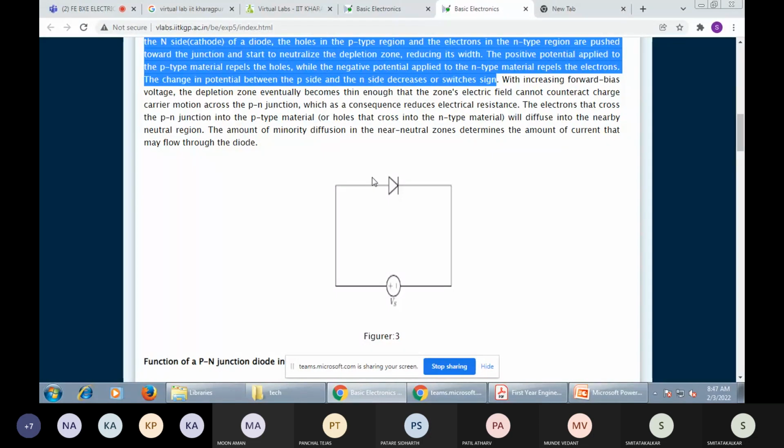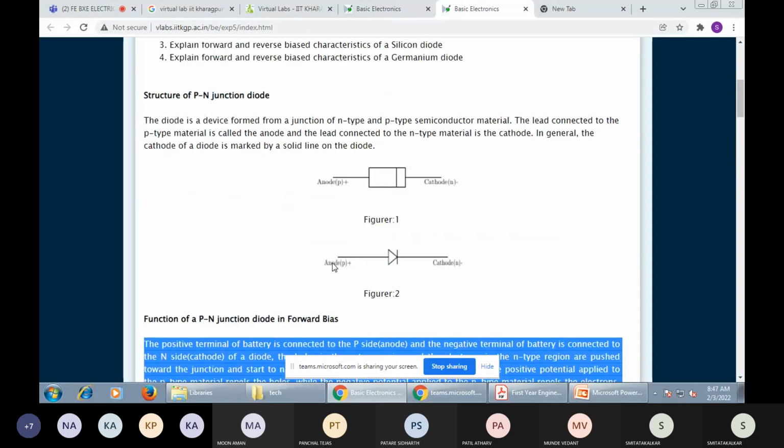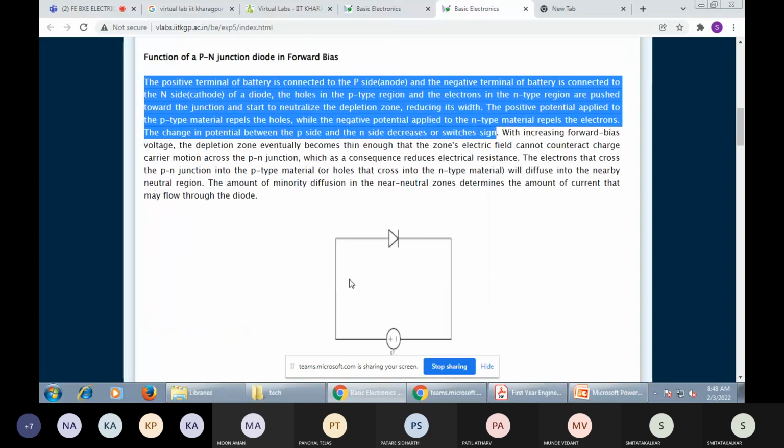In the P region, this creates a negative charge. That's why this terminal is named the anode. And in the N region, some holes move to the right side and create a positive charge. That's why it is named the cathode. And the PN junction diode forms a junction, the PN junction. The diffusion process and the depletion process are named the same.